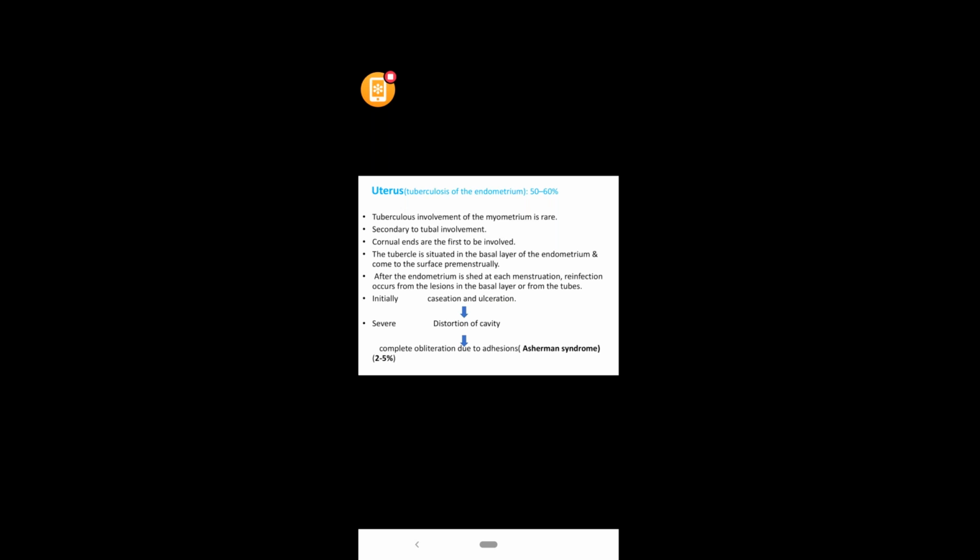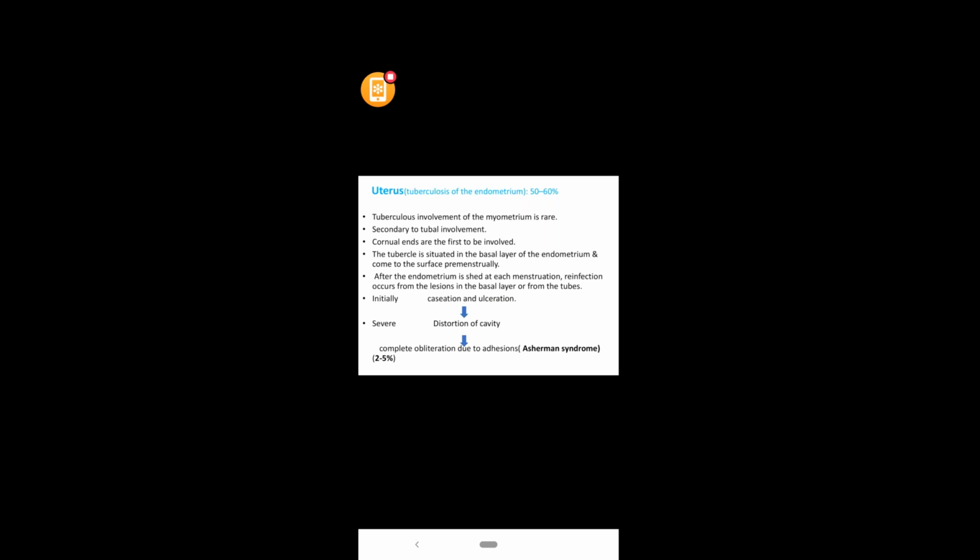Now coming to the uterus. Tuberculosis of the endometrium accounts for 50 to 60%. Tuberculous involvement of the myometrium is rare. This is generally secondary to tubal involvement, and the cornual ends are the first to be involved. The tubercle is situated in the basal layer of the endometrium and comes to the surface only premenstrually. So all these tubercle bacilli get lodged in the basal layer, and they come to the surface only premenstrually.